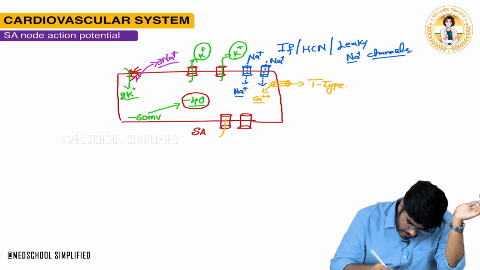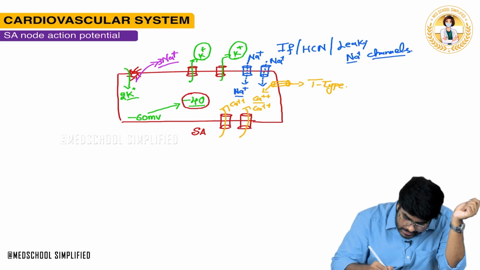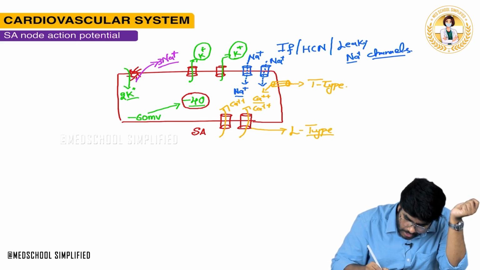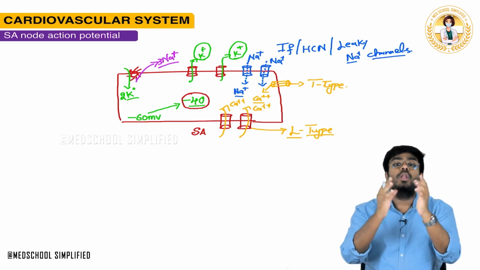They will cause entry of calcium into the cell. So lots and lots of calcium will enter into the cell. Important point is, these are not the T-type calcium channels, these are L-type calcium channels. So long-standing calcium channels. Calcium comes into the cell and will cause depolarization.